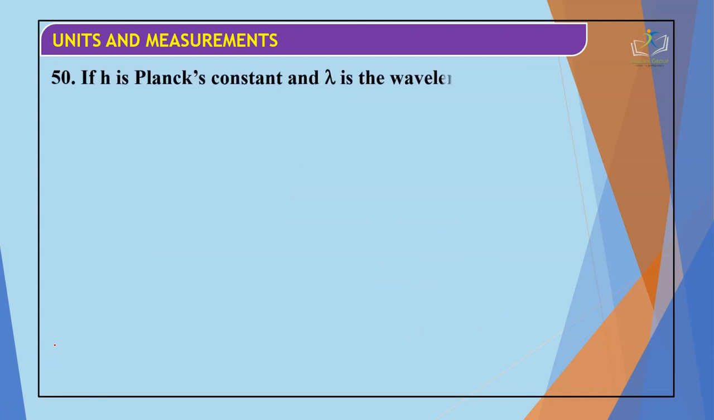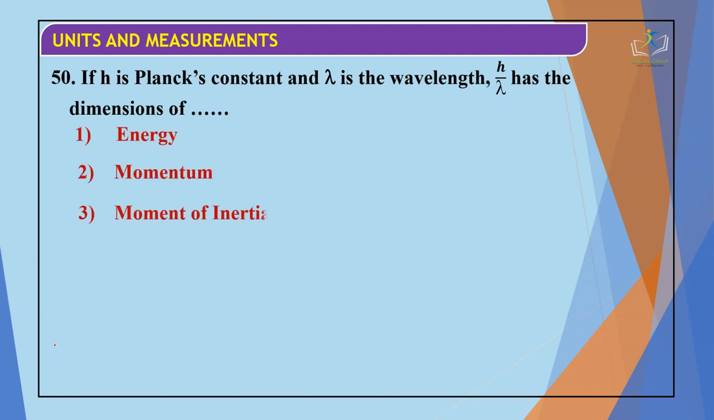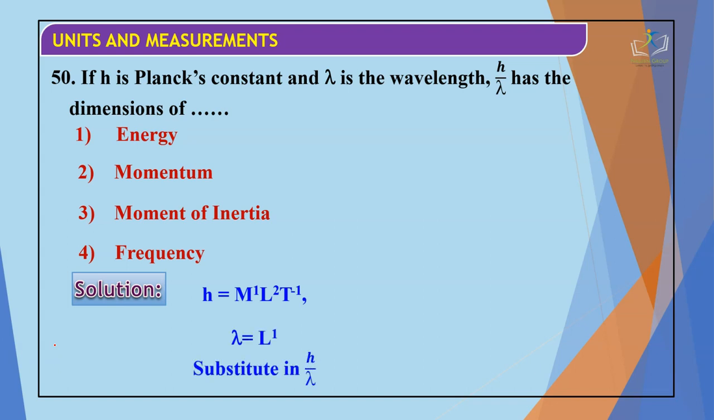Last question we have: if h is the Planck constant and lambda is the wavelength, then h by lambda has the dimension of energy, momentum, moment of inertia, or frequency. Solution: the dimension of h is ML2 T minus 1. Lambda is L, so substituting all these values in h by lambda, we get the result for momentum.